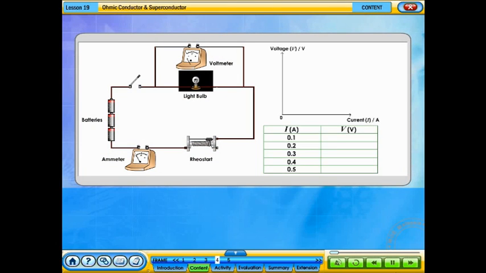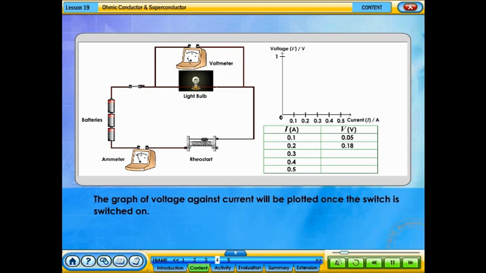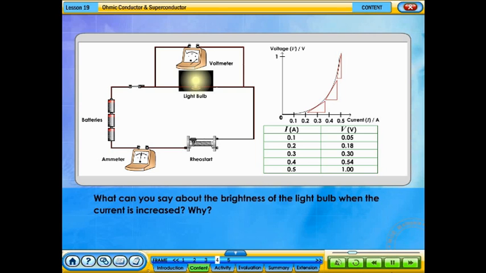A circuit is set up as shown. Click on the switch. Observe the brightness of the light bulb as current increases. The graph of voltage against current will be plotted once the switch is switched on. What can you say about the brightness of the light bulb when the current is increased? Why?